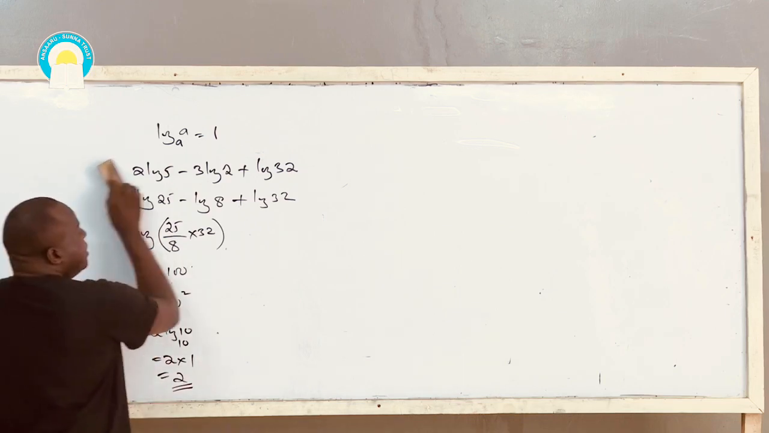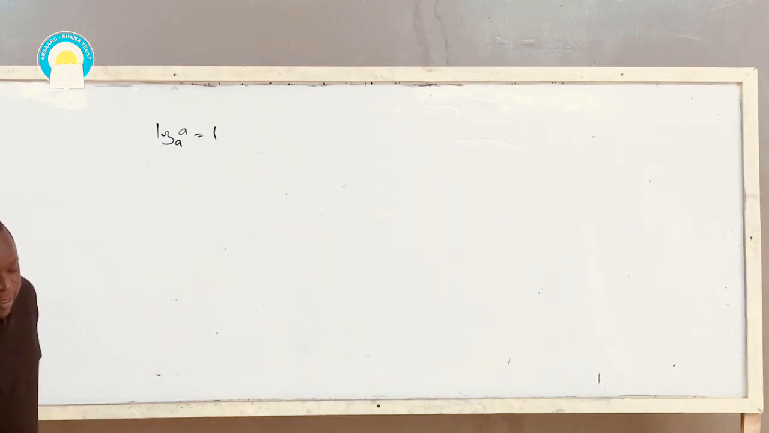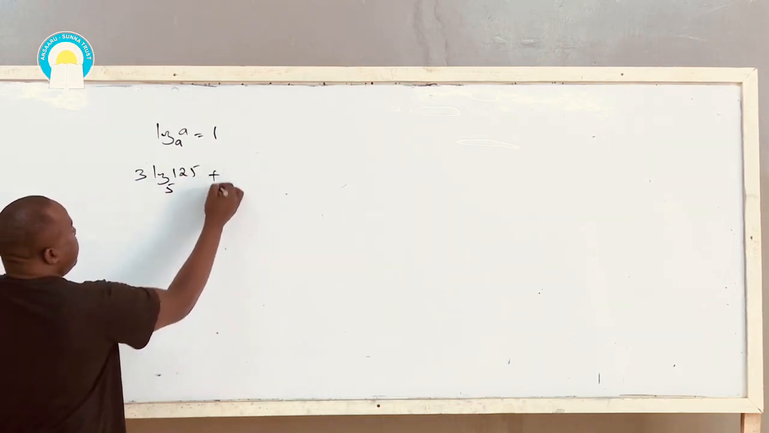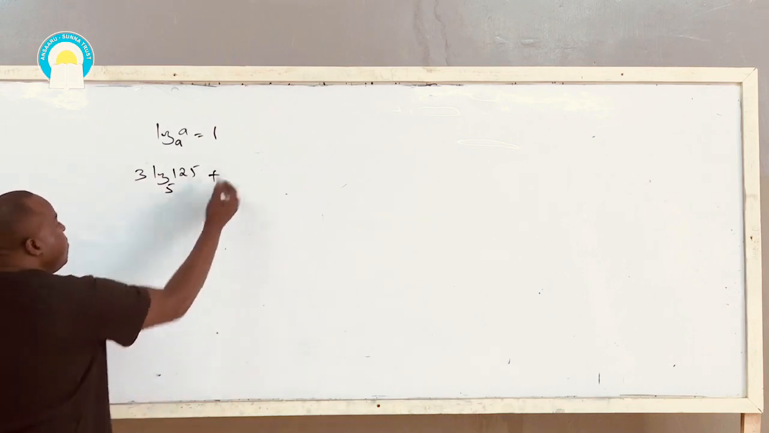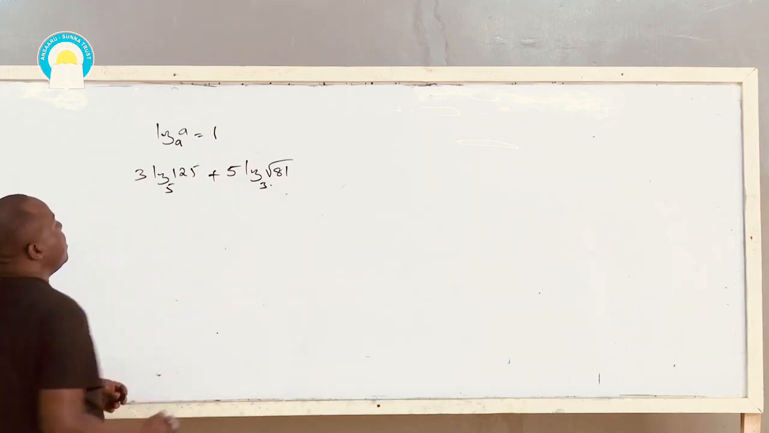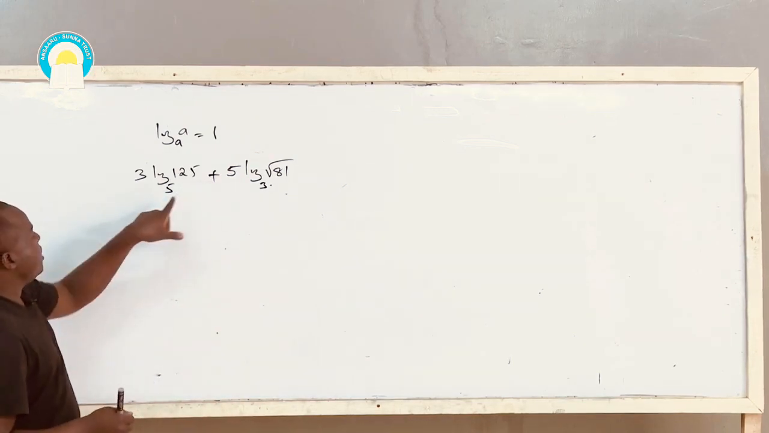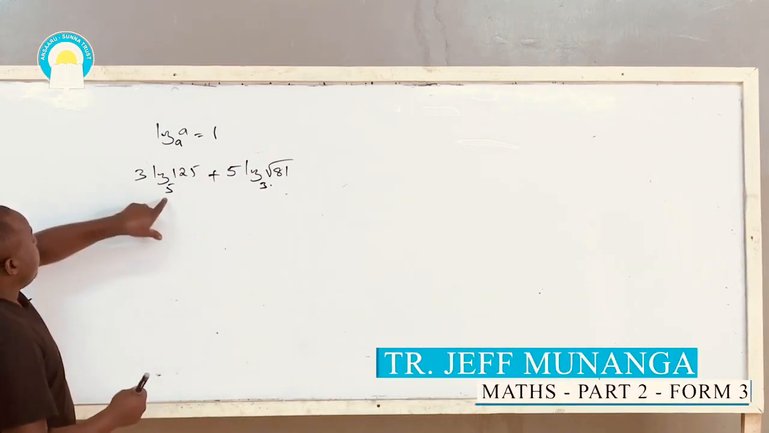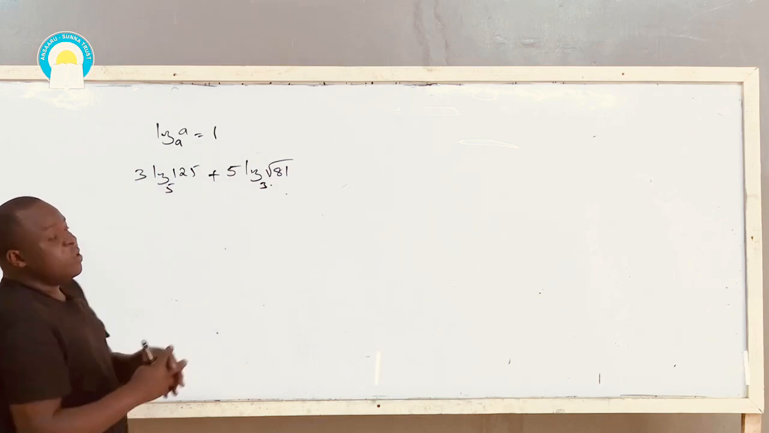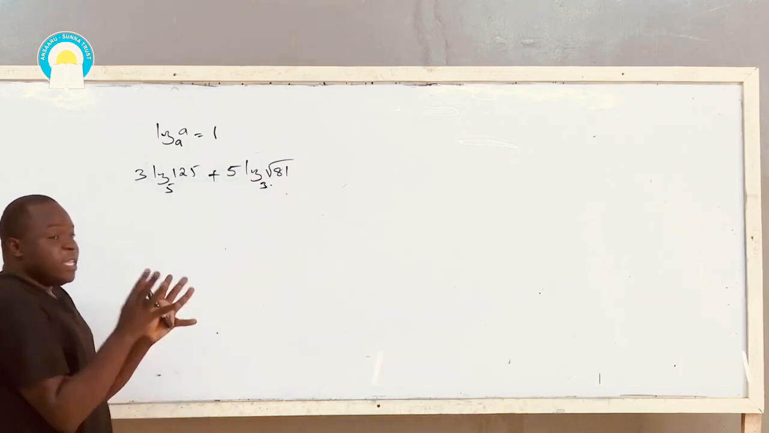Now, next example is for a question: 3 log 125. Now I'm using a different base, not 10. Then plus 5 log the square root of 81 base 3. Now, according to the laws of logs, you can only consider adding logs if the bases are the same. But now, look at these bases. The bases are different. When you're working out questions which are in such a form, what it simply means is try to think of how to work this on its own, this on its own, get the 2 answers, then add them.